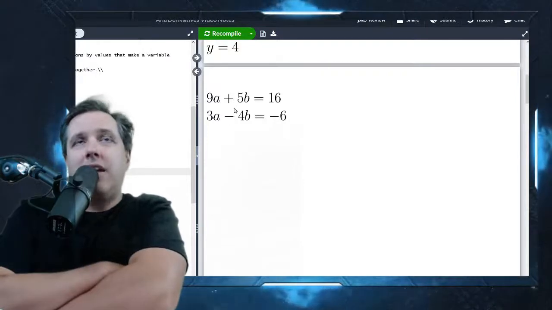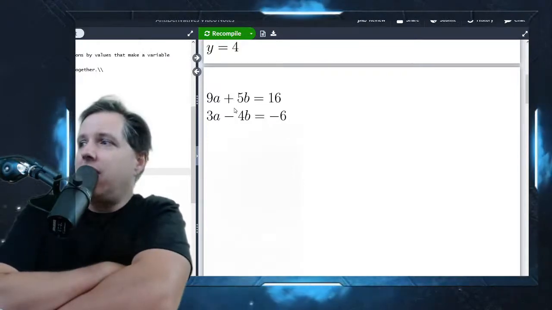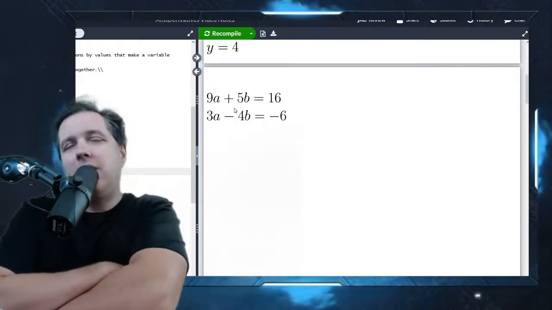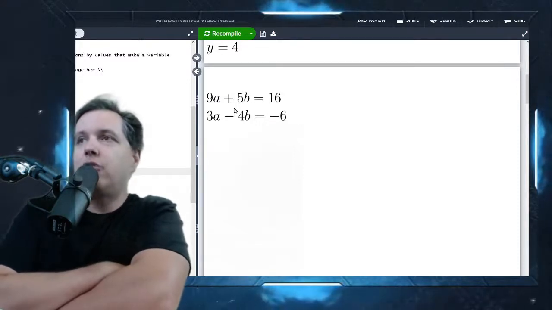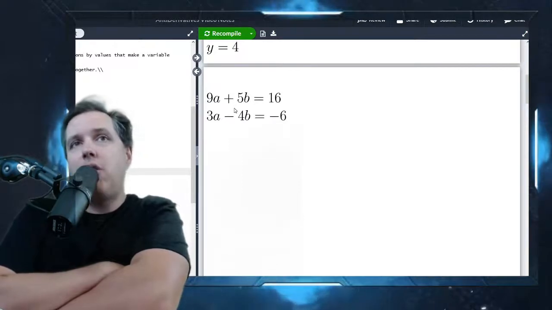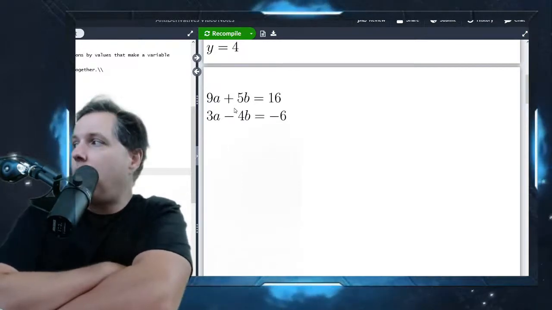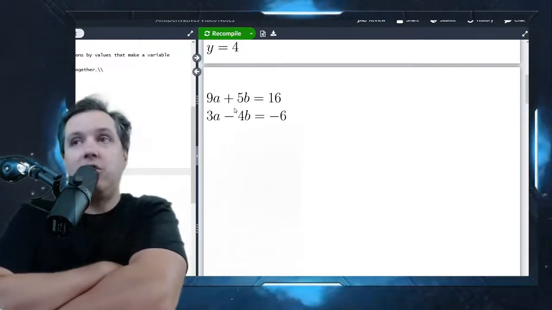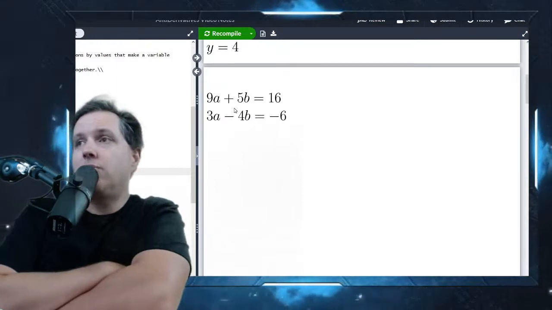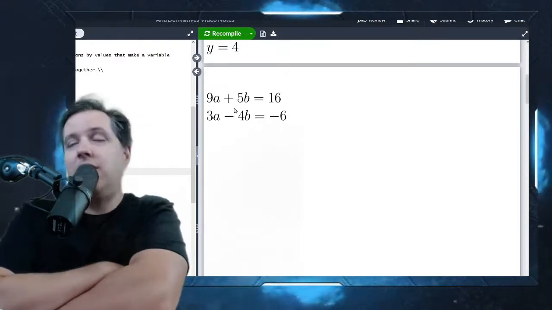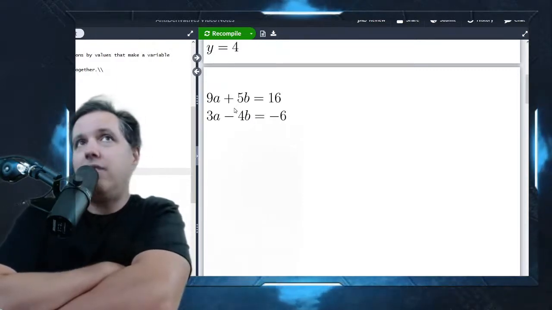So I look at it and say, okay, I've got a 5b and a -4b. So how could I get those to cancel? Well, basically you want the least common multiple of those coefficients. What is the smallest number that 5 and 4 both multiply into? Well, the answer would be 20, right? 20 is the smallest number that 5 divides into evenly and 4 divides into evenly.